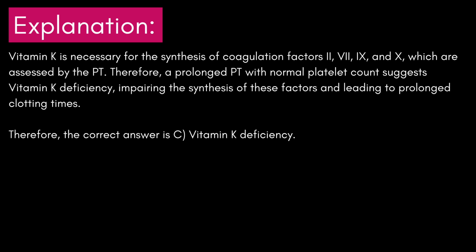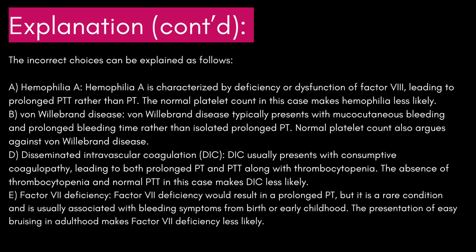All right, let's go ahead and see why the other answer choices are incorrect. The incorrect choices can be explained as follows. A, hemophilia A is characterized by deficiency or dysfunction of factor 8, leading to prolonged PTT rather than PT. The normal platelet count in this case makes hemophilia less likely.